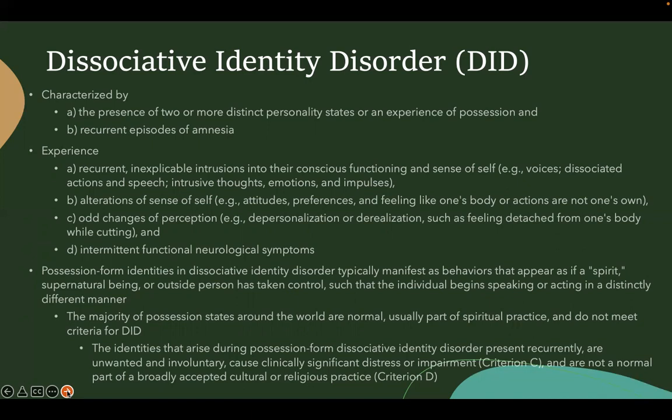These could be seen on like an fMRI. And then possession form identities in DID typically manifest as behaviors that appear as if a spirit or a supernatural being or a person outside has taken over. This is one of the areas where we have to be really aware of any sort of spiritual or religious practices, any sort of cultural norms with this, such as the individual beginning to speak or acting in a distinctly different manner.